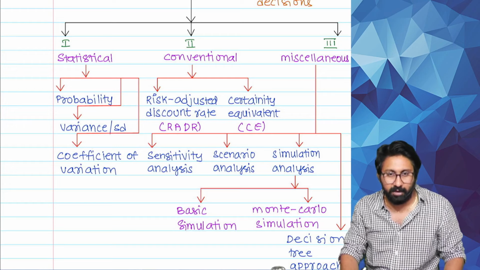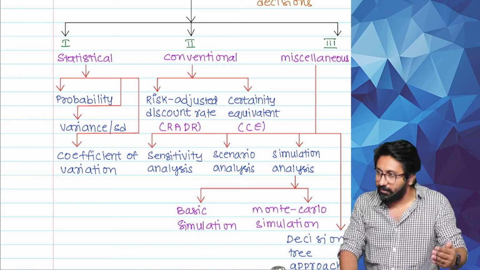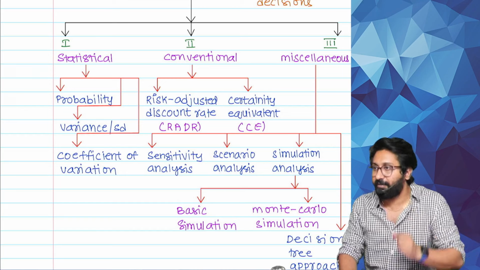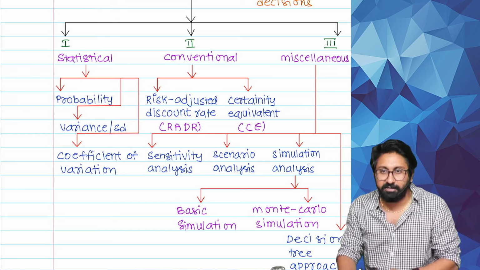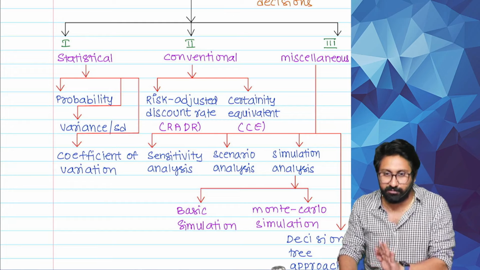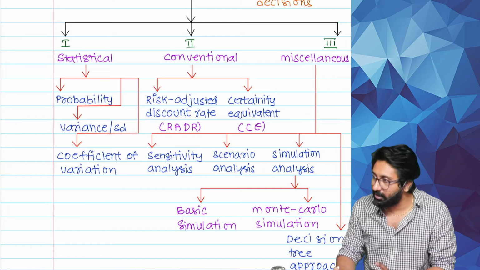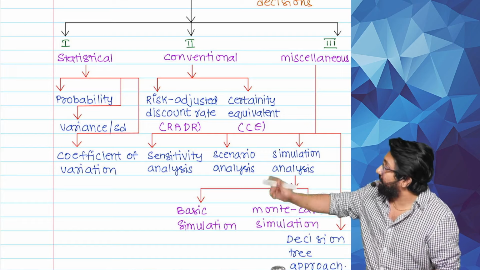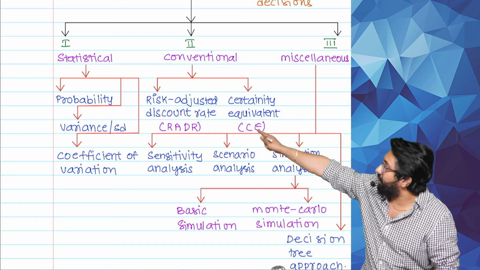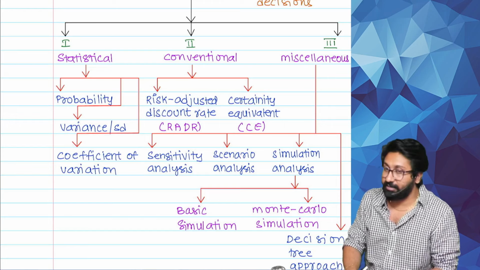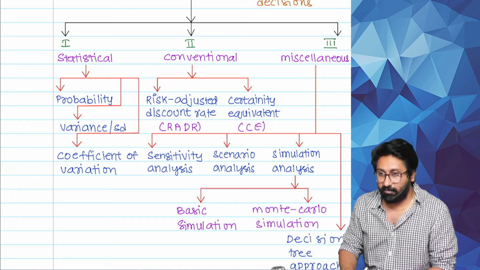Listening or not, everyone? A, B, C, D. Why only B after A? Why not B, A, C, D? It's a convention of alphabet order. Convention means over a period of time, people follow that. Don't question that rule. That's the point. Okay, see there. In the conventional techniques, two techniques are there. Number one, risk-adjusted discount rate, RADR. Number two, certainty equivalent.